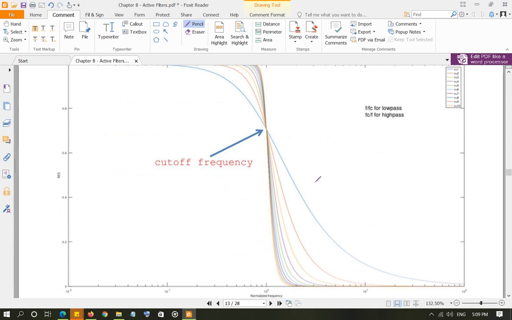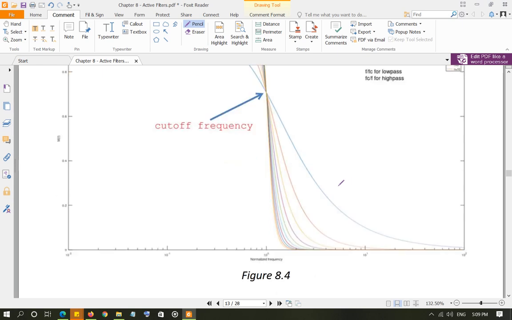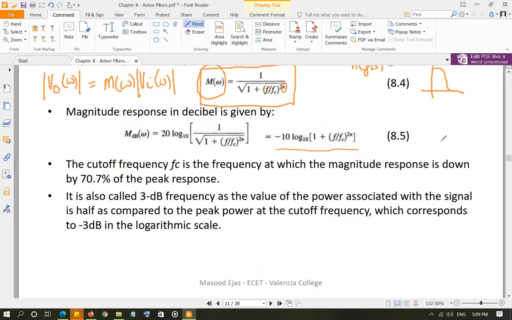Now look at these curves. These curves are given in the textbook as well, but you can easily draw them, and I highly advise you to draw these. How did I draw it? On the x-axis I have the normalized frequency, that is either f over fc for the low pass filter, or fc over f. So basically I replaced f over fc or fc over f by my x value in the equation, so this is my 1 over square root of 1 plus x to the power 2n.